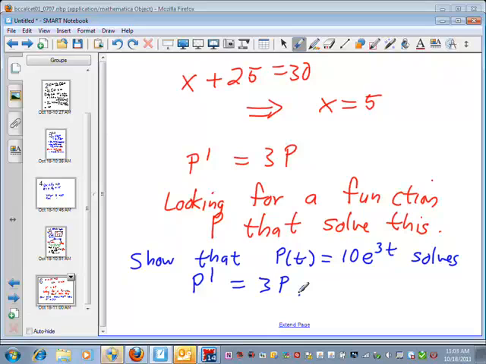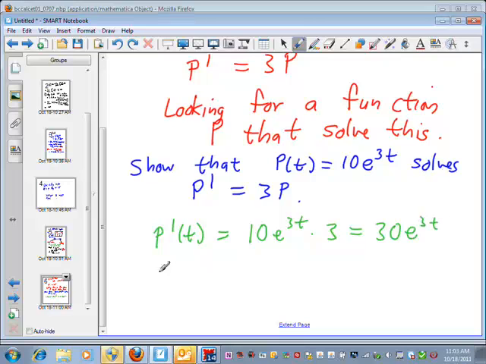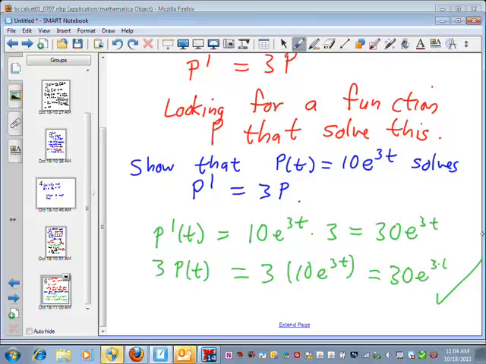So what's the derivative of p? Let's do it. p prime of t is equal to what? 10e to the 3t times what? For sure, by the chain rule, that's 30e to the 3t. If we just look at what 3 times p of t is, well, that's 3 times 10e to the 3t. And what is that? That's 30e to the 3t. So that's a solution. So p prime is 3p.